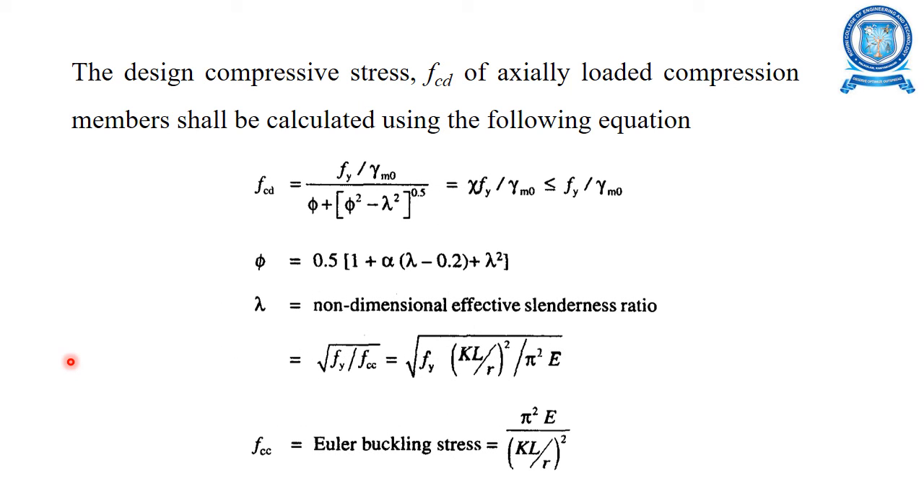Next we have to find the design compressive stress FCD. Instead of lambda we have to substitute the value of lambda E, and the remaining procedure is as we discussed in the earlier part. So we follow the same here, and finally find the value of the design compressive stress FCD.